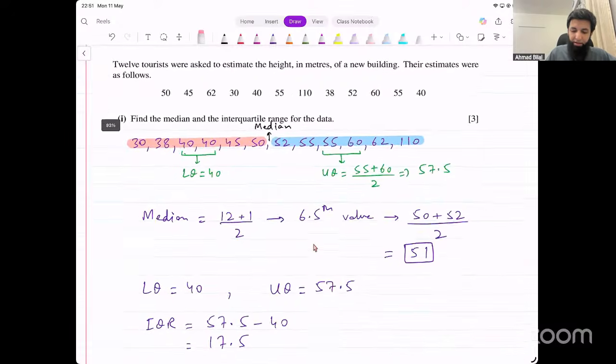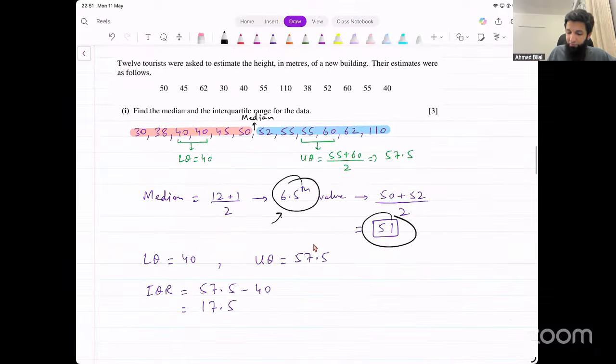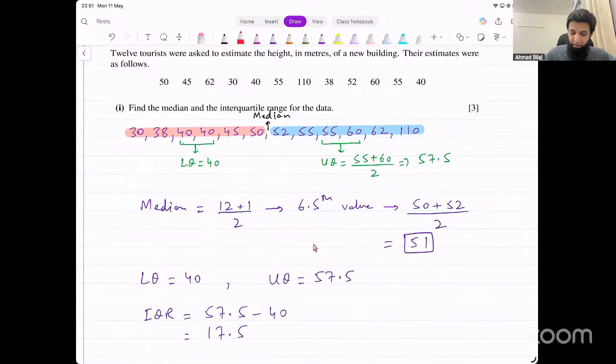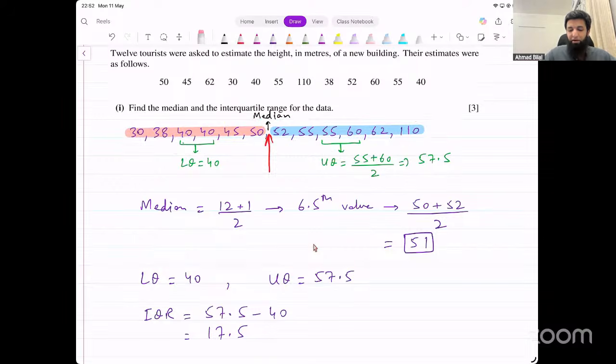So when the median is in the middle, for example in this case it was 6.5, this was 51, the median is not one of the values in the data. It's actually in the middle here. This is the median. To the left of the median, we've got this data. To the right of the median, we've got this data. We can find the lower quartile and upper quartile by finding the medians of those two halves.